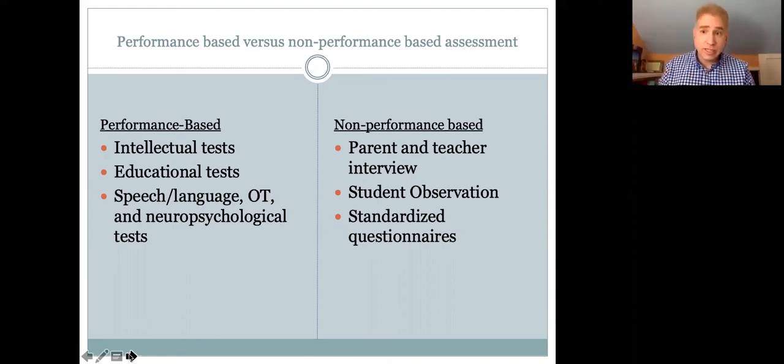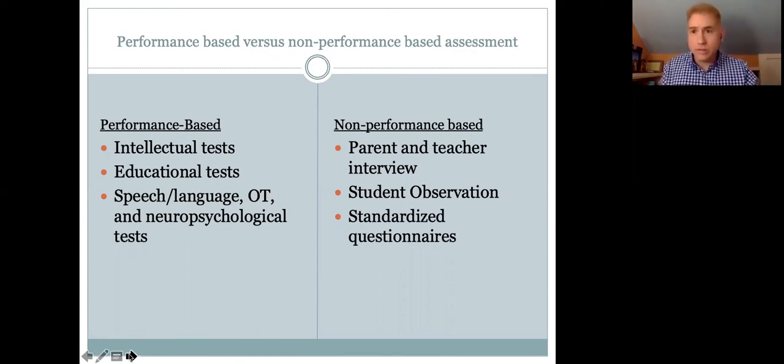What's more interesting and challenging and controversial are the performance-based tests on the left side of the screen. These are the tests that actually involve, obviously, a child's performance. It asks the child to do something: put a puzzle together, copy a picture, define some vocabulary words, memorize a word list, et cetera, et cetera, et cetera.